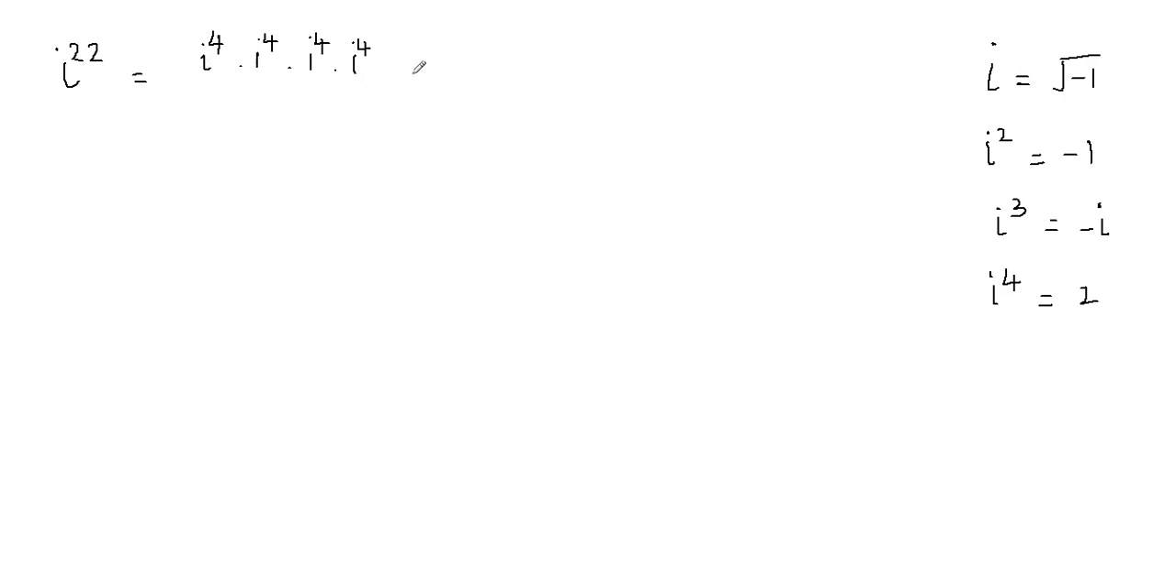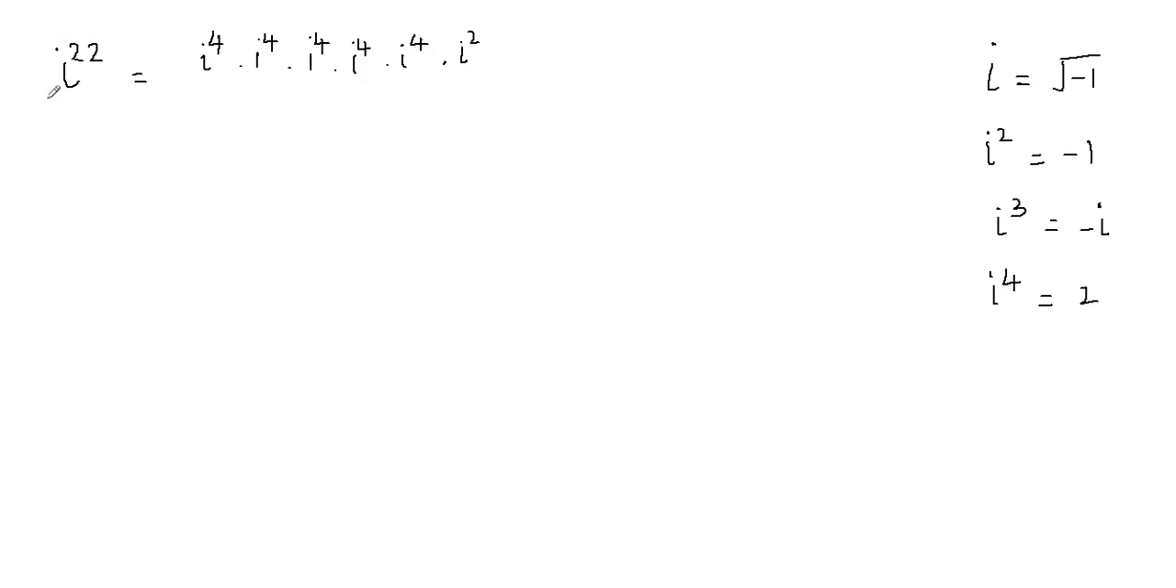That works because when you multiply the same bases, you can add the exponents, right? So 4 plus 4 is 8, 8 plus 4 is 12, 12 plus 4 is 16, 16 plus 4 is going to be 20, and then at the end I'll write i squared, because 20 plus 2 is going to be 22, and I'll get i to the power 22.